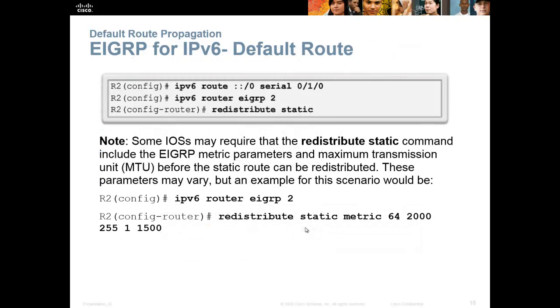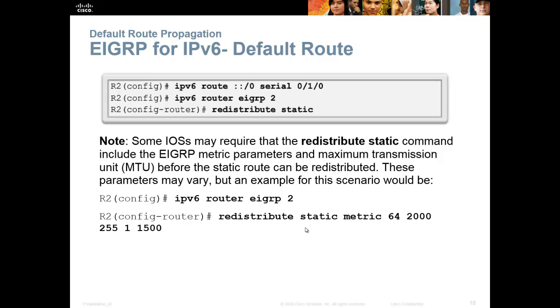All right, so for IPv6, we can also do the same thing. Remember, with IPv6, the default route is just ::/0. So ipv6 route ::/0 and then the exit interface, enter. And then ipv6 router eigrp 2 to turn on the EIGRP process, and then redistribute static.